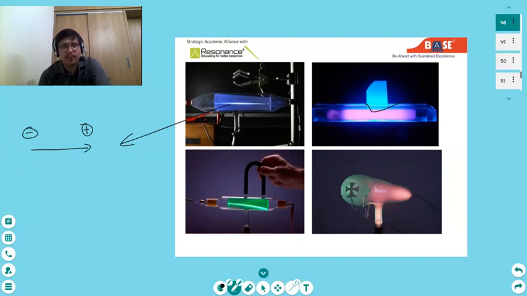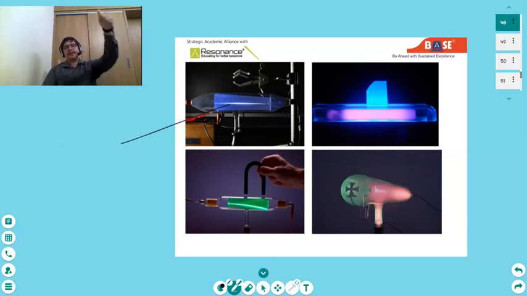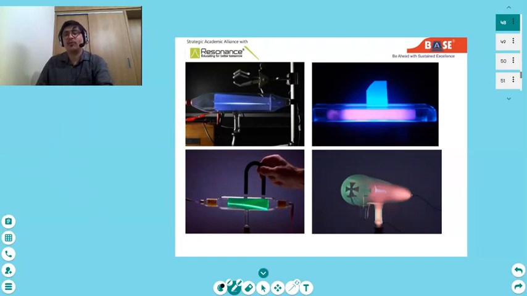So these are the four important points which you need to know. First, it travels in a straight line. Second, it is deflected in electric and magnetic field. Third, it is particle in nature, and that too a negatively charged particle. And next, it produces glow or fluorescence when it hits a material like ZnS. So that's all for the cathode ray. I hope that is clear.